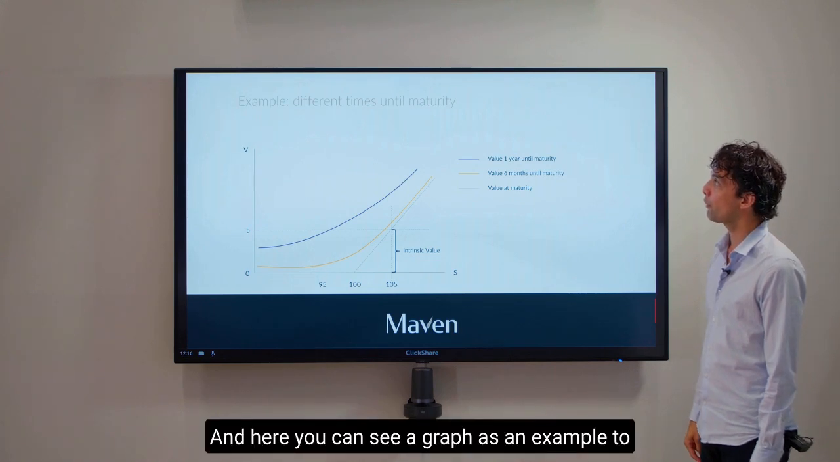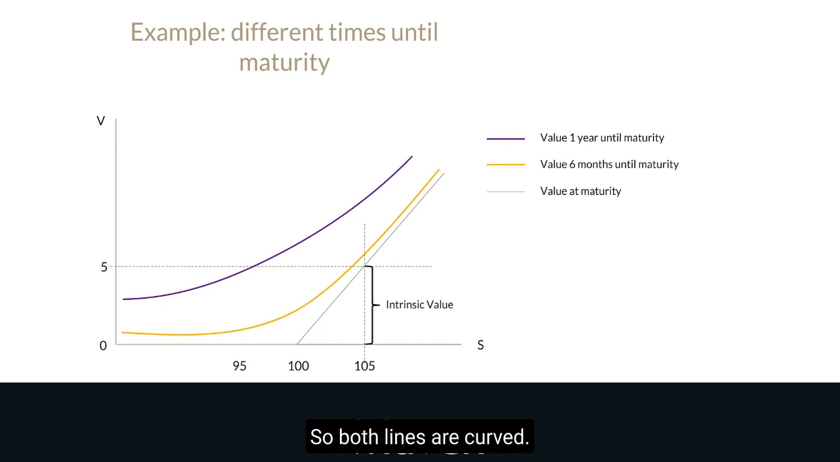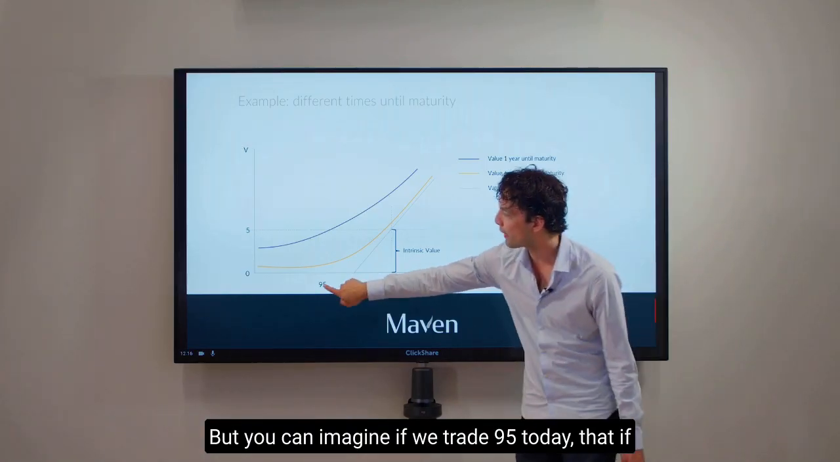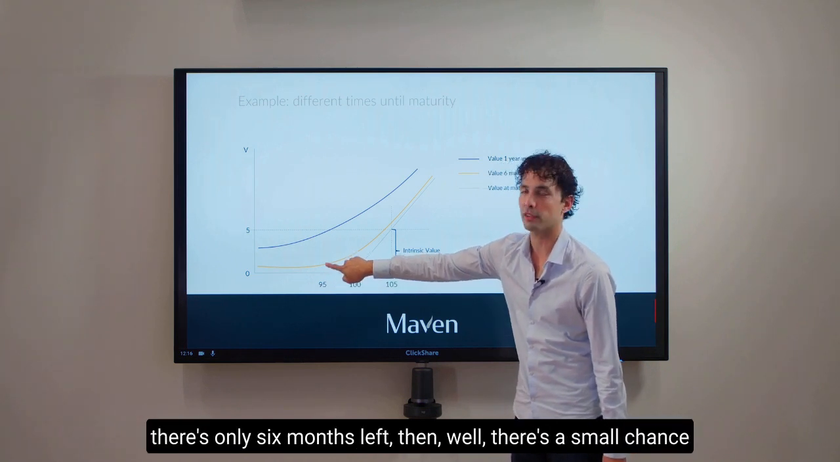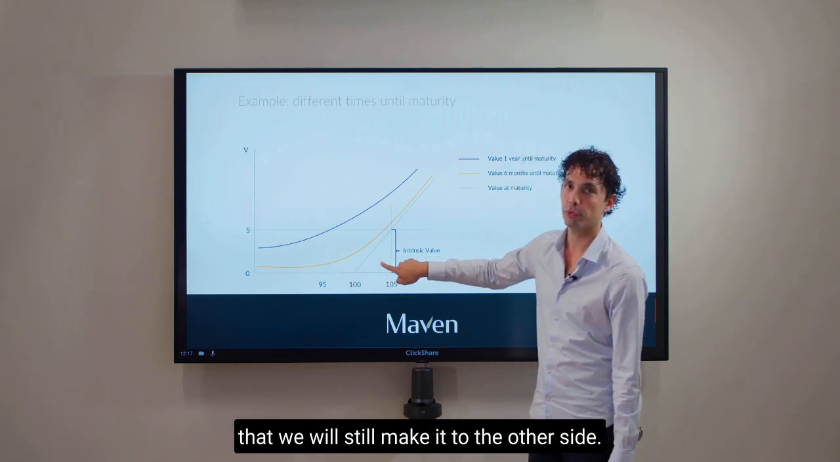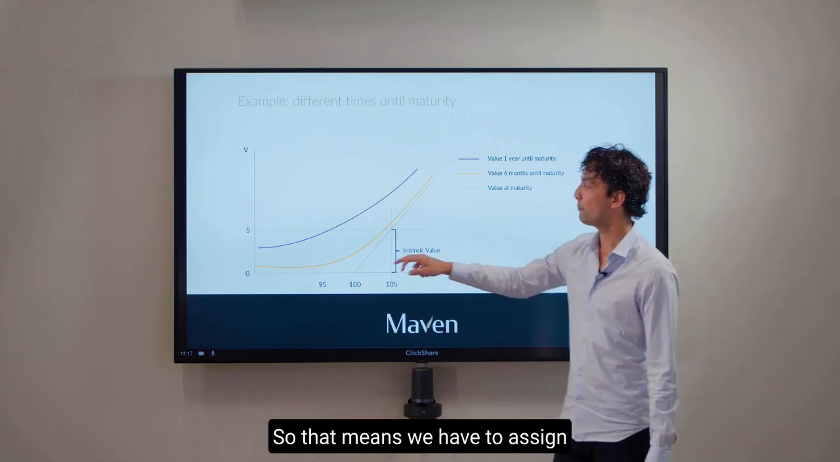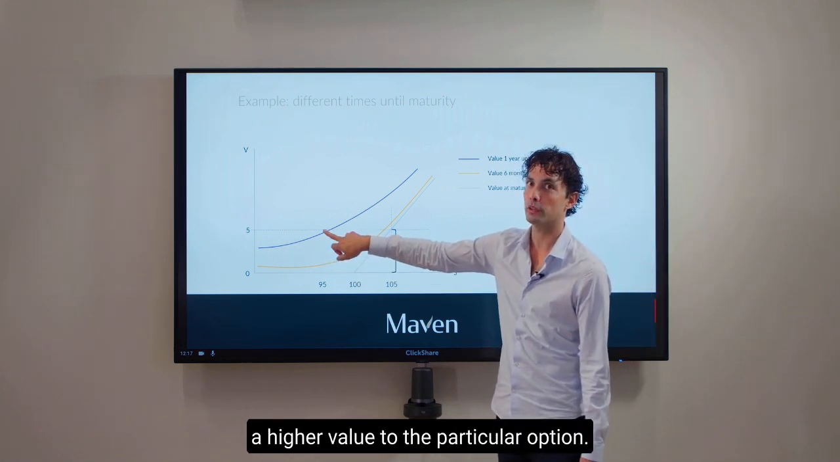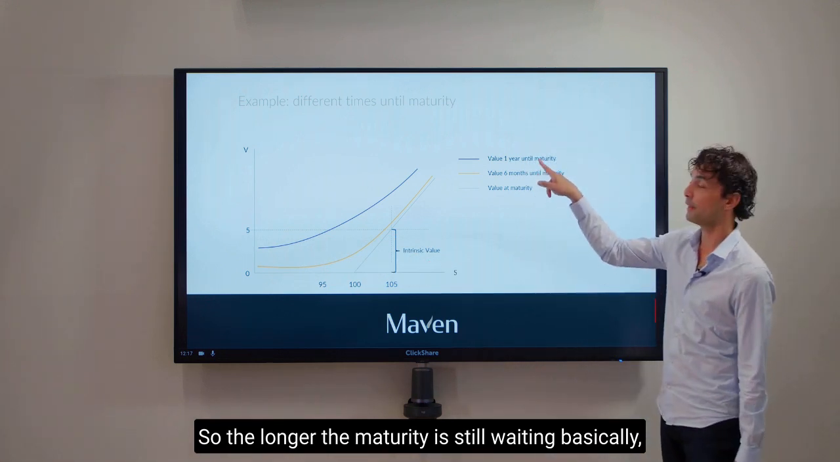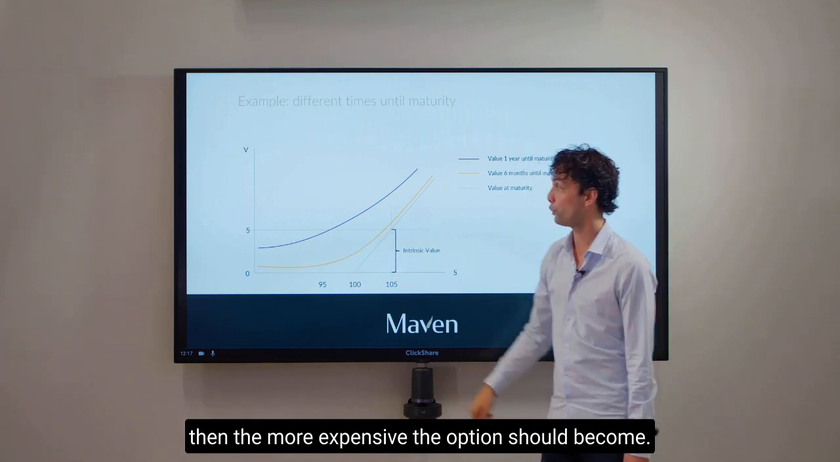And here you can see a graph as an example to see what it would look like if there's 6 months until maturity, the yellow line, or if there's a year until maturity. So both lines are curved, but you can imagine if we trade 95 today, that if there's only 6 months left, then, well, there's a small chance that we will still make it to the other side, but if there's a year left, there's still a decent chance that we will flip there. So that means we have to assign a higher value to the particular option. So the longer the maturity is still waiting, basically, the more expensive the option should become.